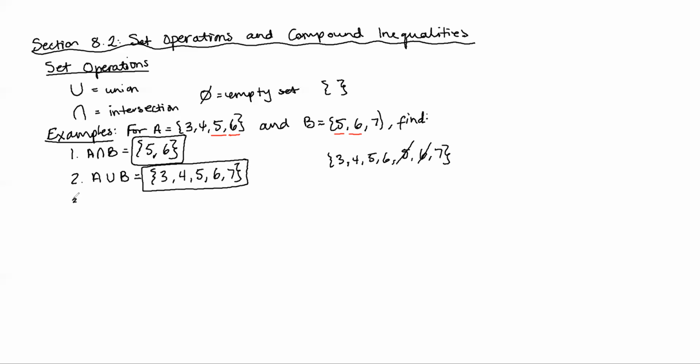Okay, let's try one more here. What if we had A intersect the empty set? Well, remember, A is the set 3, 4, 5, and 6. And if we want to intersect that with the empty set, well, the empty set is literally a set, so these curly brackets here, with nothing in there. So what do these two sets have in common? They have nothing in common, which means the intersection of these two would be the empty set.